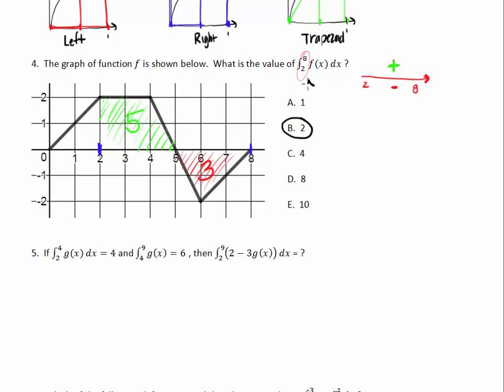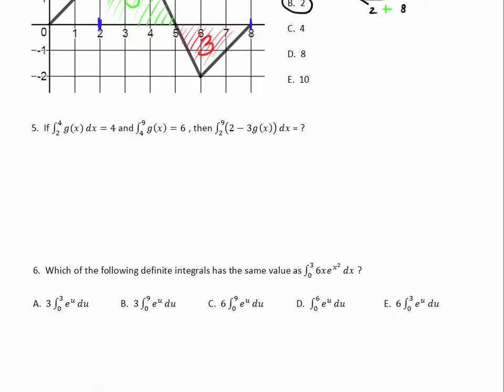If these bounds right here had been switched around and it had said 8 to 2, we would have been integrating this direction, okay, starting with 8 and working our way to 2. And what would have changed is now stuff on the bottom would have been positive and stuff on the top would have ended up being negative.